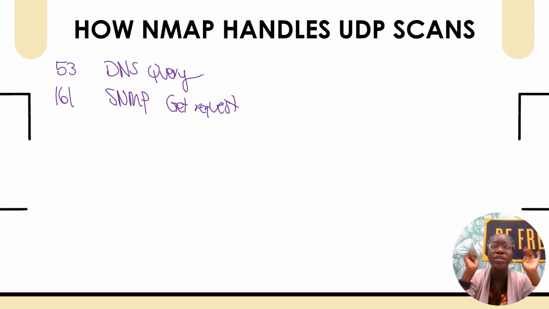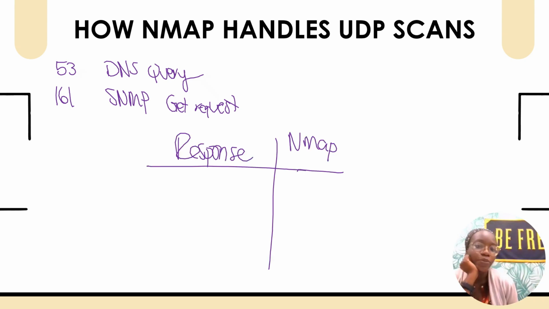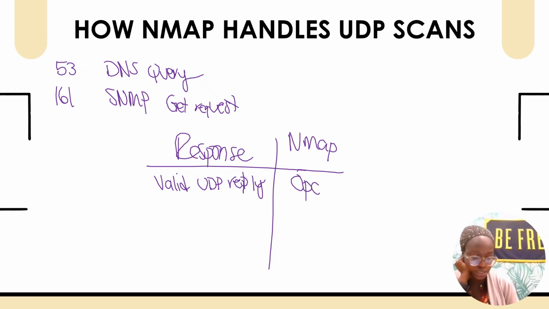Now, since UDP scanning doesn't have TCP handshaking, Nmap uses its own set of rules to guess port state based on the reply. So for instance, let's say we get some kind of valid UDP reply. Well, Nmap is going to take that as open. It's going to say the port is open. So if you get, for instance, a DNS response back, Nmap is going to go, this port is open.